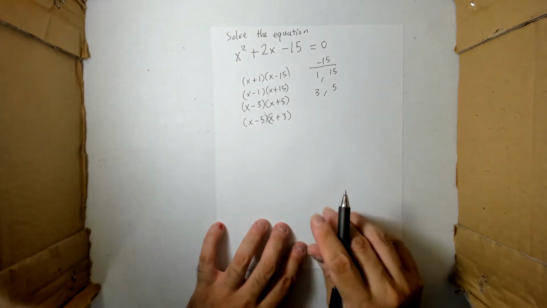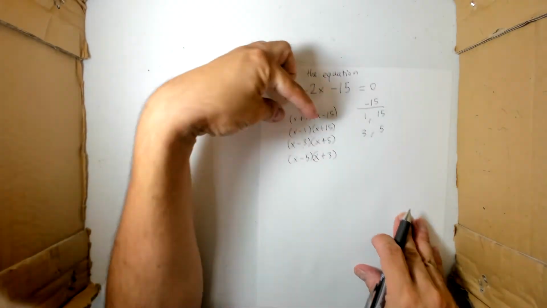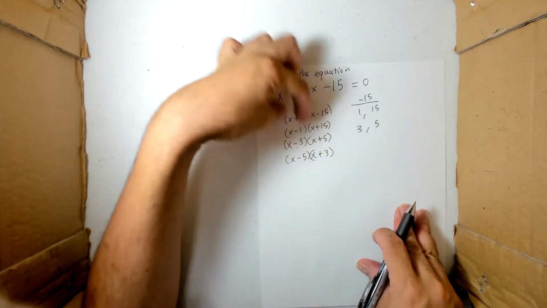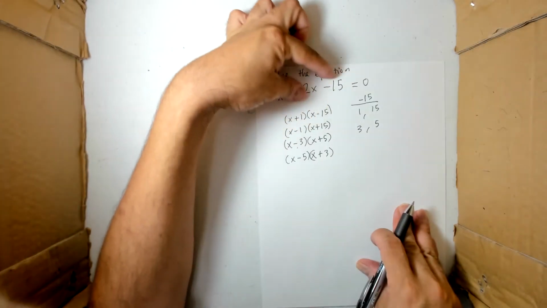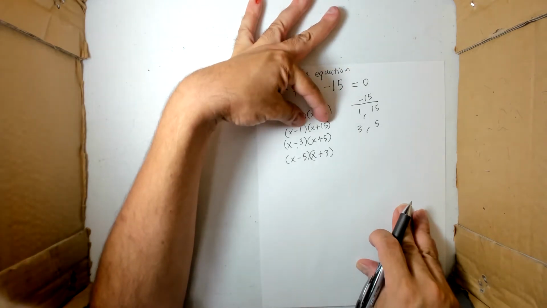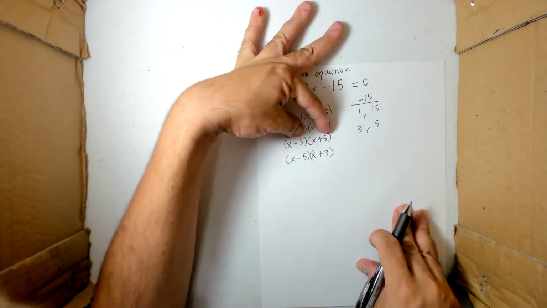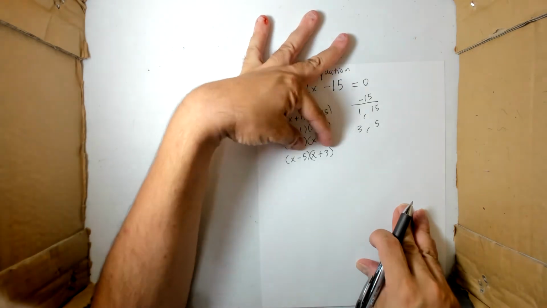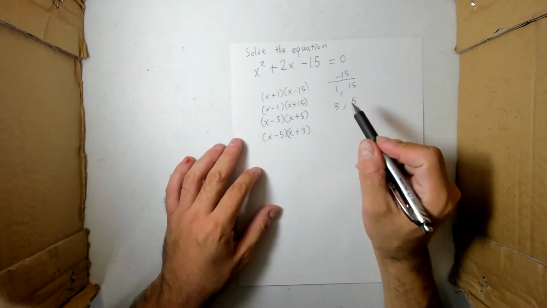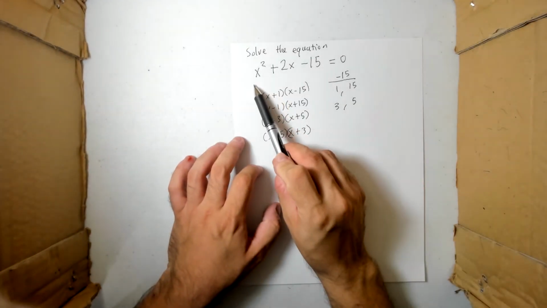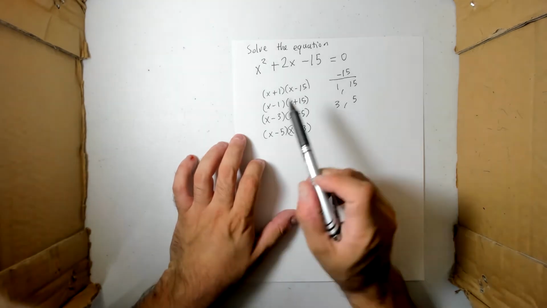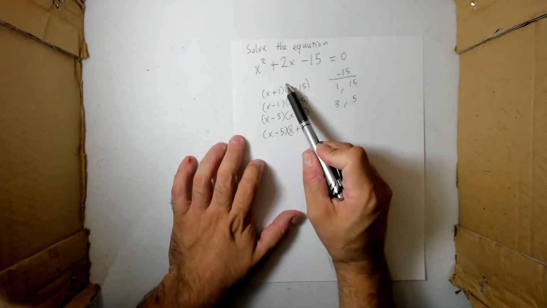Okay. So if you notice, the first term will be x squared in each of these. The constant term, the 1 times negative 15, that's negative 15. The negative 1 times positive 15, that's negative 15. The negative 3 times 5, that's negative 15. And the negative 5 times 3, that's negative 15. So you can see that by making this multiplication table, we have the x squared and the negative 15 taken care of. The only part we don't have taken care of is this 2 in the middle.